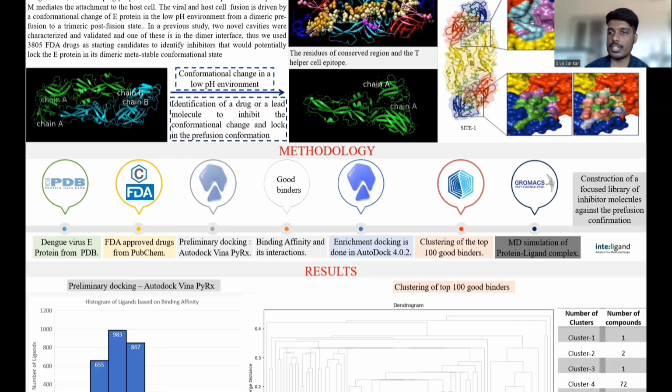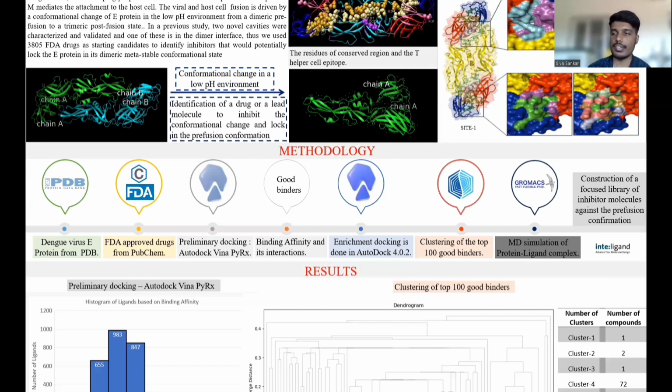The molecular dynamics simulations of these complexes will be performed in GROMACS, and a focused library of drug molecules that can inhibit the dengue virus envelope protein and lock it in its dimeric metastable state will be constructed in iLib Diver.